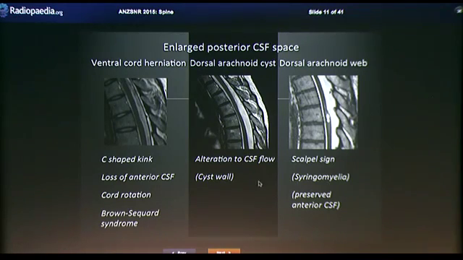Of the other two conditions, paying close attention to the CSF flow in that enlarged posterior epidural space will point you towards the dorsal arachnoid cyst. And the scalpel sign is what's considered to be a useful indicator for dorsal arachnoid web, with the preservation of the anterior CSF being helpful in discriminating it from a ventral cord herniation, and syringomyelia being a supporting finding.